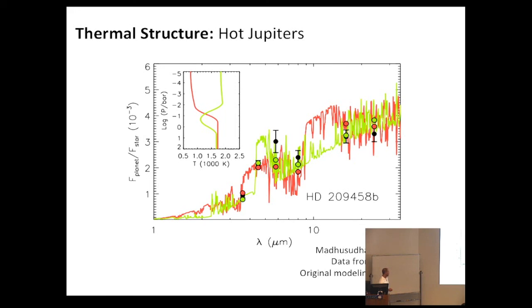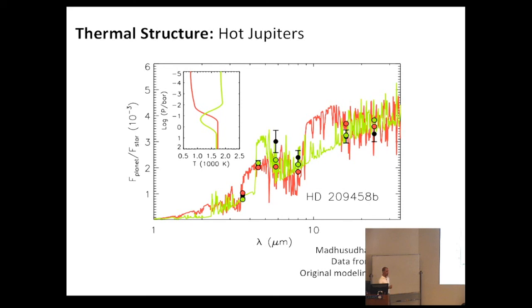But the ratio of the 4.5 to 3.6 micron channel, where the 4.5 micron is showing a deeper secondary eclipse than 3.6, is indicative. This should be an absorption band, and if the absorption band goes up, the temperature has to be higher in the atmosphere. So that's this green line.